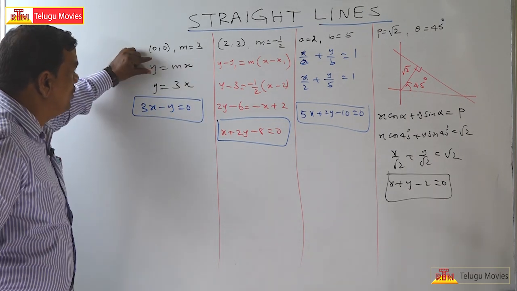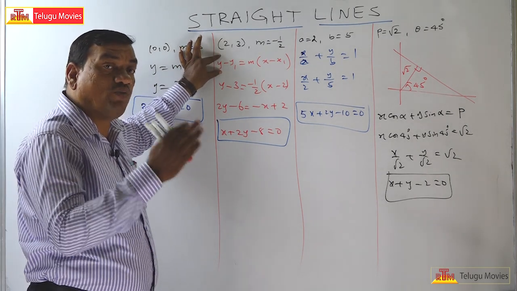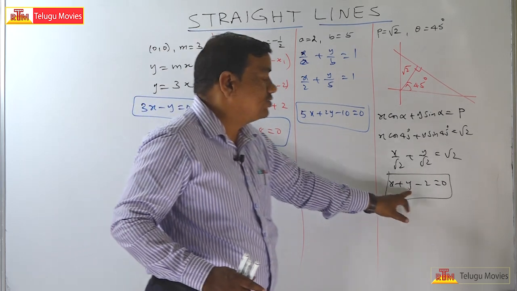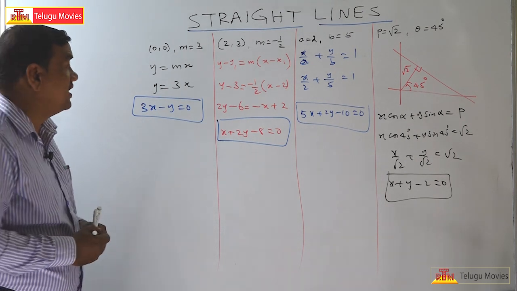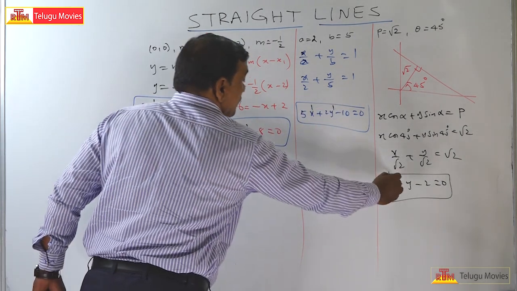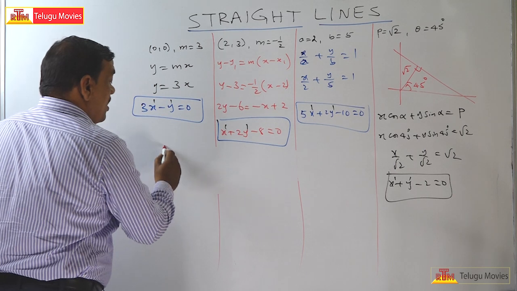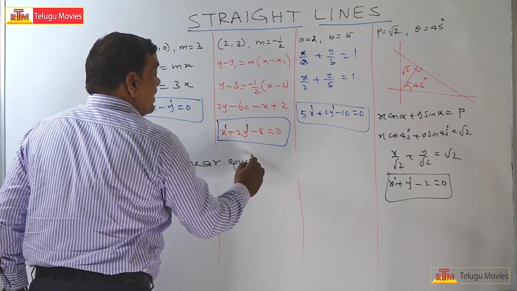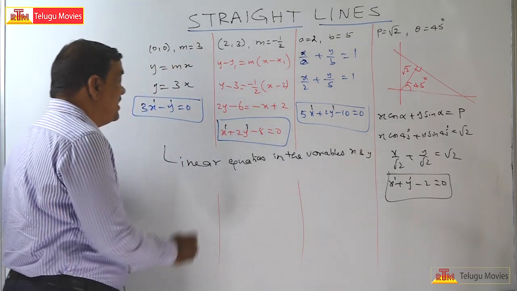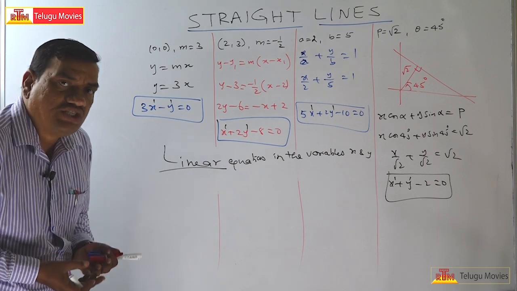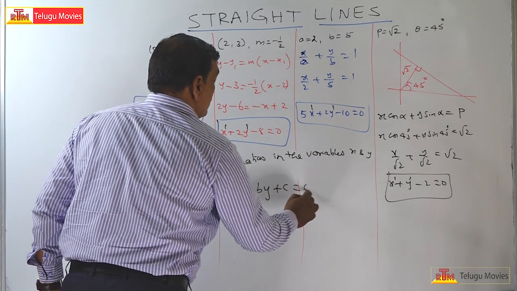So what do you observe here? Even though you applied slope form, what is the final equation? 3x minus y is equal to 0. Even though you applied this point slope form, what is the final equation? So if you observe, all equations contain x and y terms, and what is the degree of their terms? Here, see, 1, 1, 1, 1. Are you getting x square or y square like that? No. So the first one is, they are linear equations in the variables x and y. Linear means what? Degree one. Otherwise, first degree equations in the form of ax plus by plus c is equal to 0.